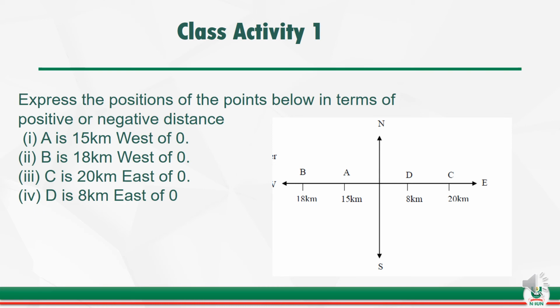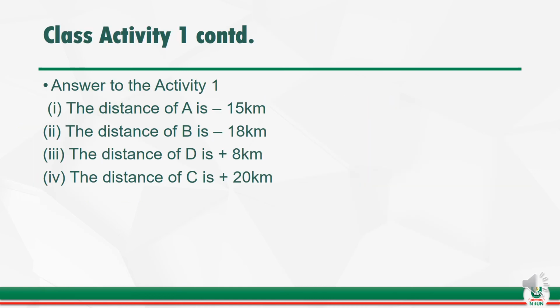So now let's quickly look at class activities. Express the position of the points below in terms of positive or negative distances. Look at number 1 under Roman figure 1. A is 15 km west of 0. B is 80 km west of 0. C is 20 km east of 0. Then D is 8 km east of 0. Let's quickly look at the answer in the next slide.